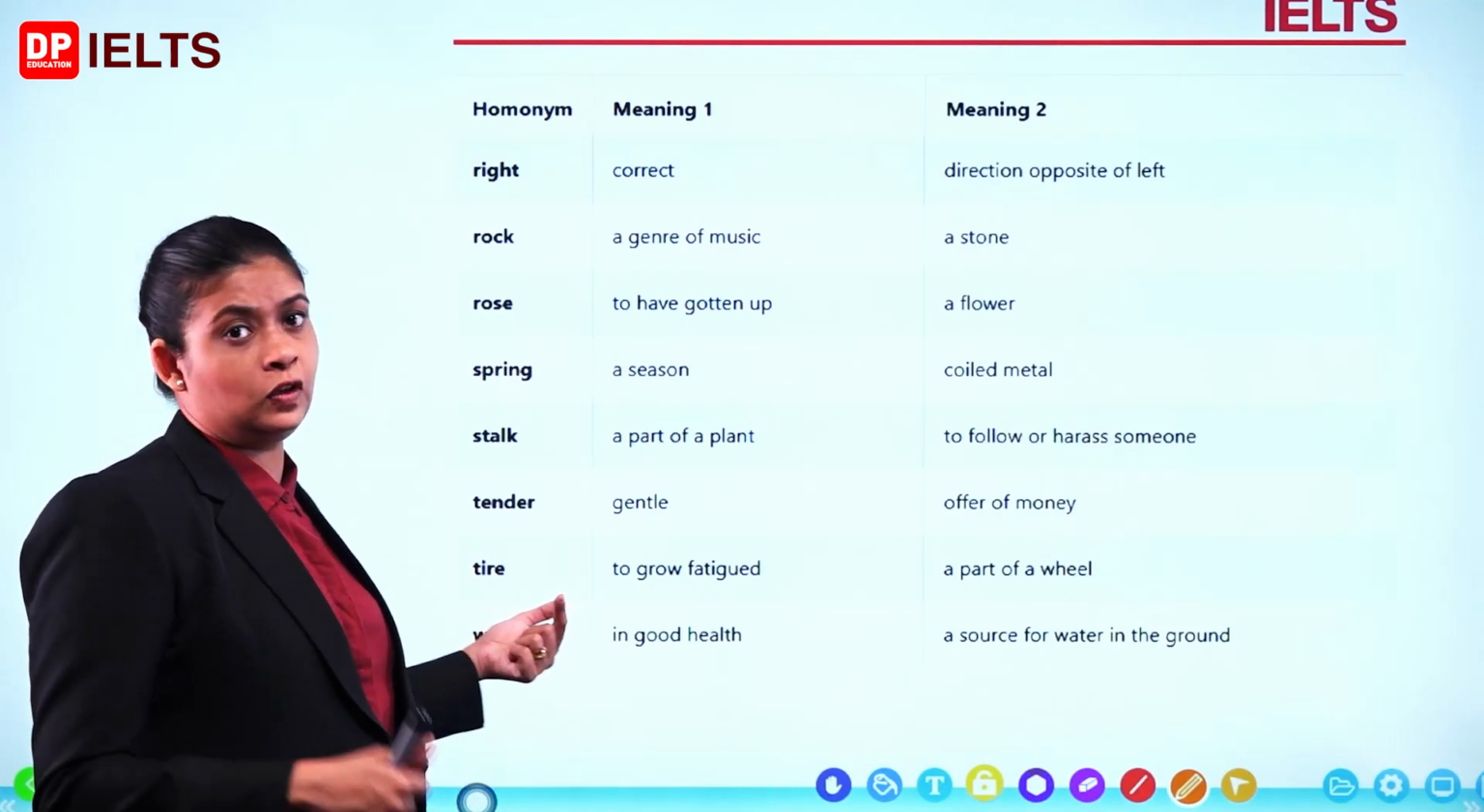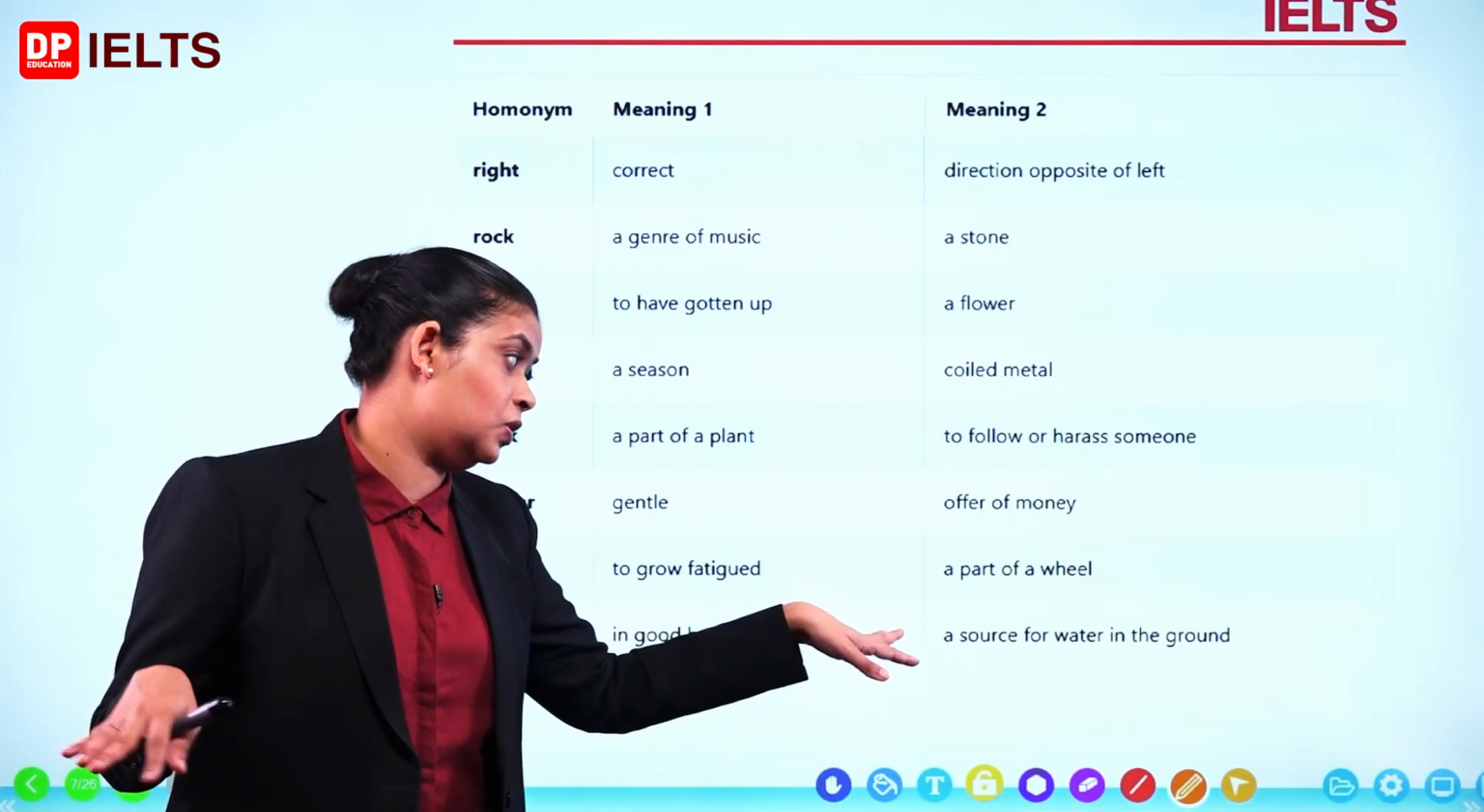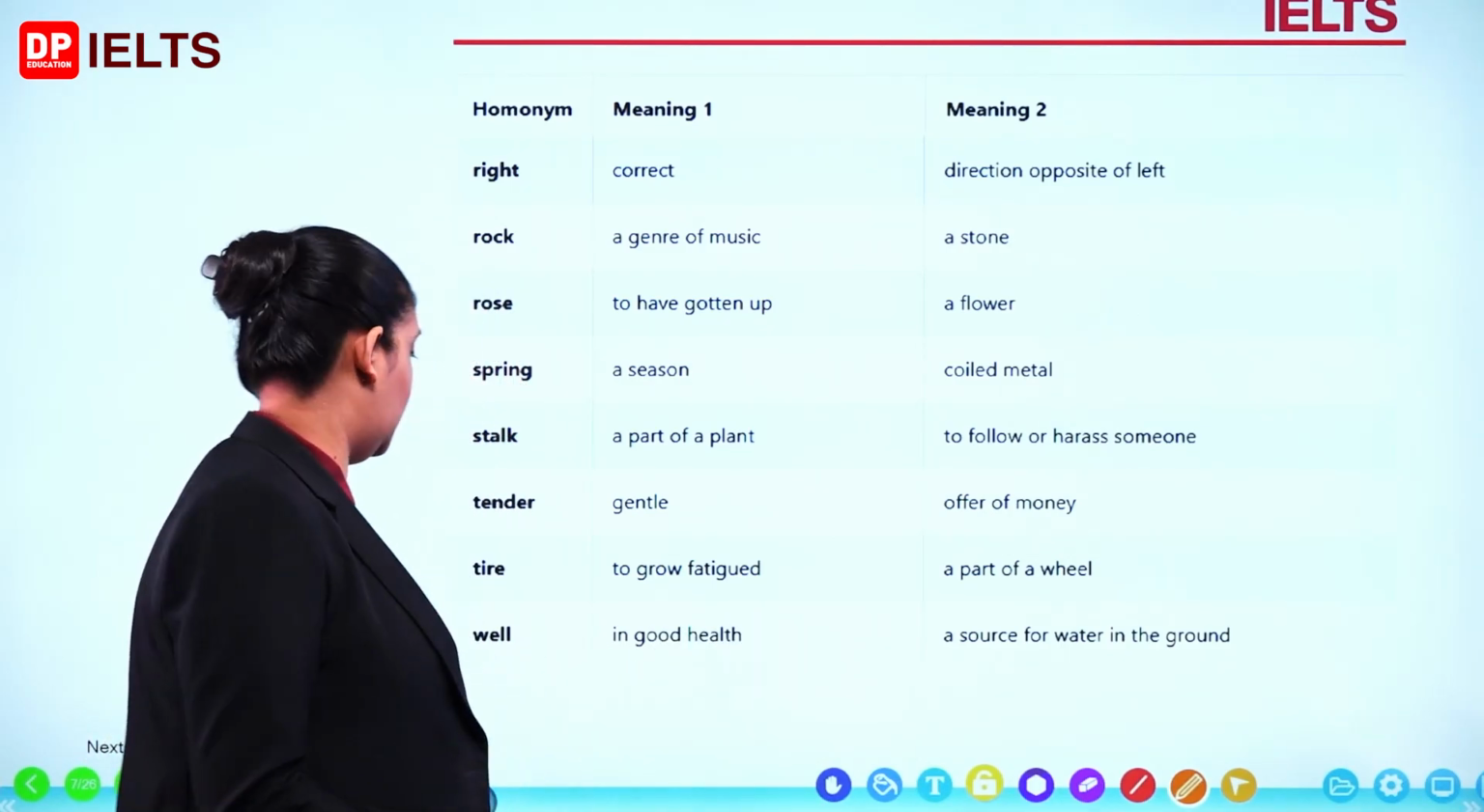Well means when you're in good health. Oh, I'm doing well. Well also means a source of water in the ground, okay?